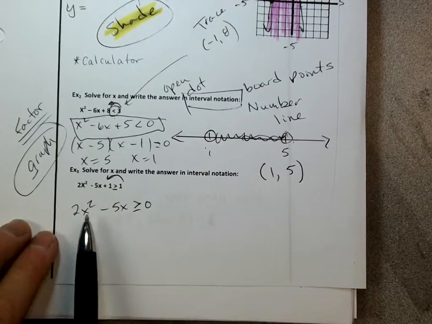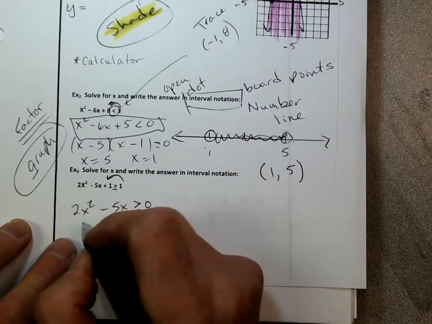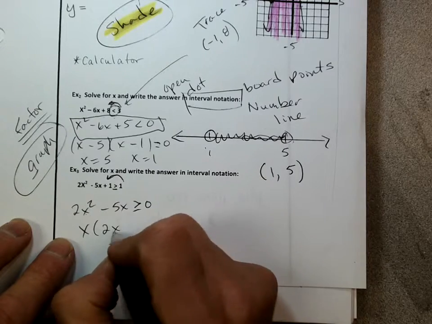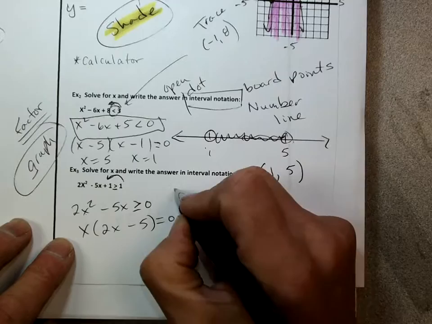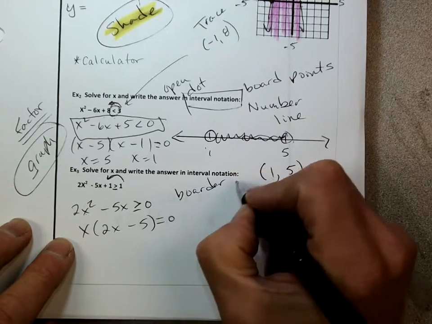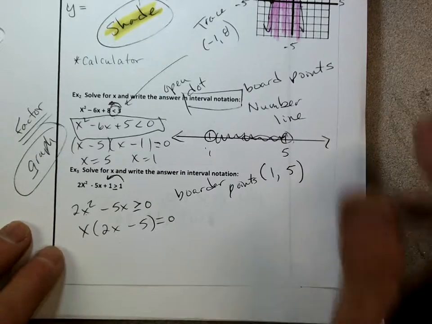Okay, this is a different kind of factoring. This is called common factoring, okay? What do they have in common? X. They have an x. I'd have a 2x minus 5 left over. Set it equal to 0 because we're looking for border points, okay? So, okay, I can solve that.